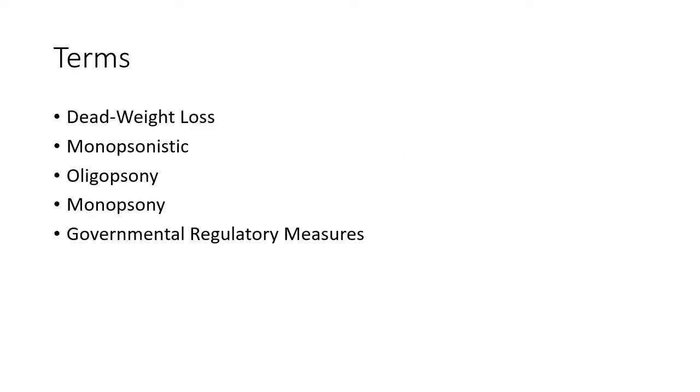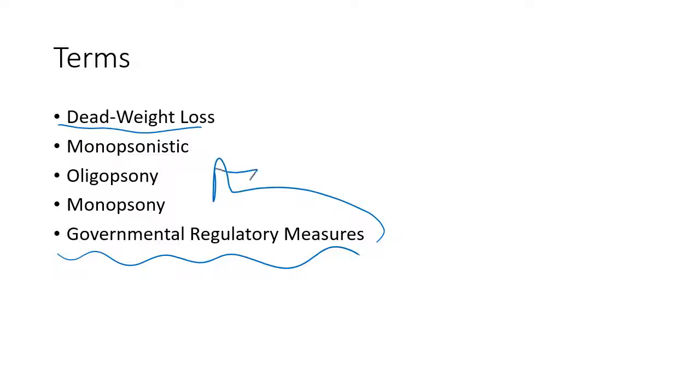This week we are looking at the second part of chapter 9, and we're going to cover the concepts remaining in this chapter that we did not cover last week. A few of the terms and concepts that we are going to discuss are listed here. The first is deadweight loss, monopsonistic, oligopsony, monopsony, and then we're just going to talk about various governmental regulatory measures that are taken against some of these market structure types.